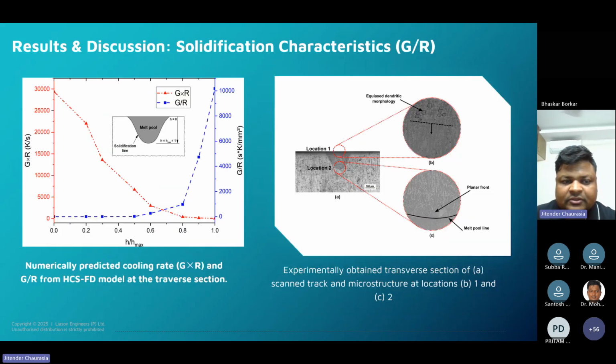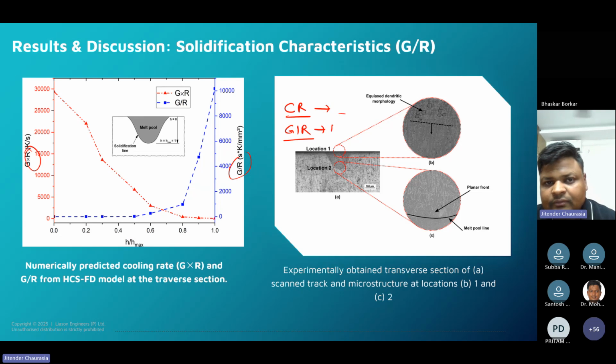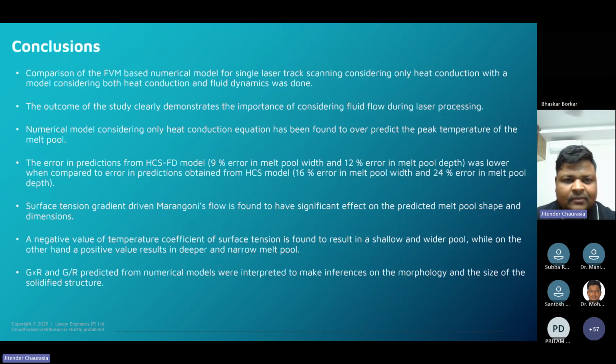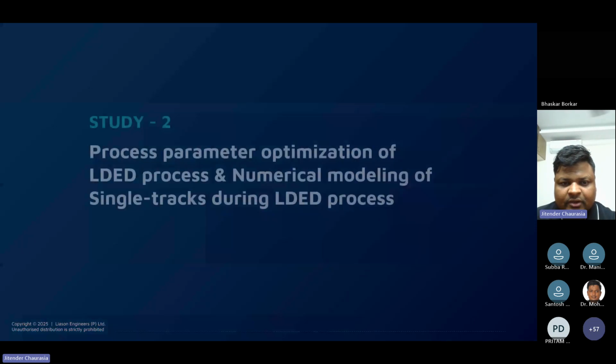Again, some simulation stuff. We plotted G into R versus G by R. G by R gives us how your structure will change. So cooling rate essentially gives you an indication of how fine or coarse your microstructure is. The G by R gives you an indication of morphology. You have equiaxed grain, or you have dendrite or whatever. So we plotted and we got very convincing results. Conclusion, I'll just leave it for the time being.